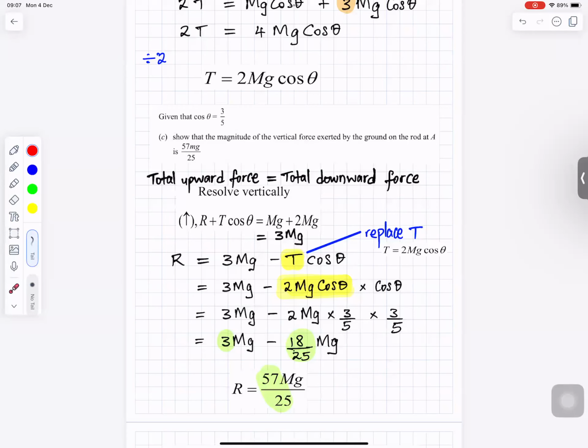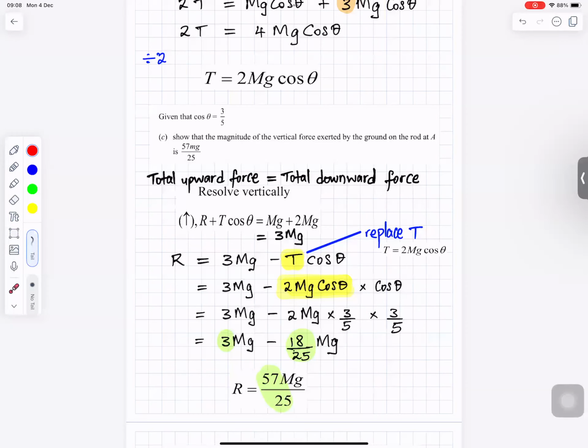Given that cos theta equals 3/5, show that the magnitude of the vertical force exerted by the ground on the rod at A is 57 mg/25. What we want to look at is the total upward force equal to the total downward force. It's very important to remember that. Or you can just say resolve vertically. But what does that mean? All the forces going up should be equal to all the forces going down.